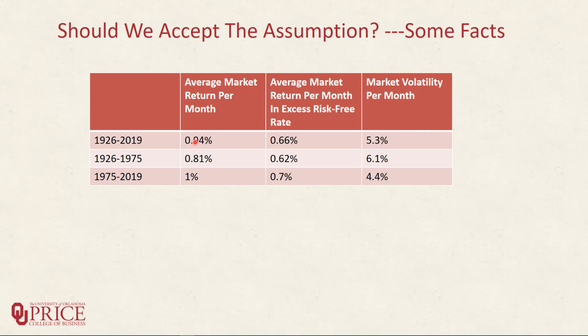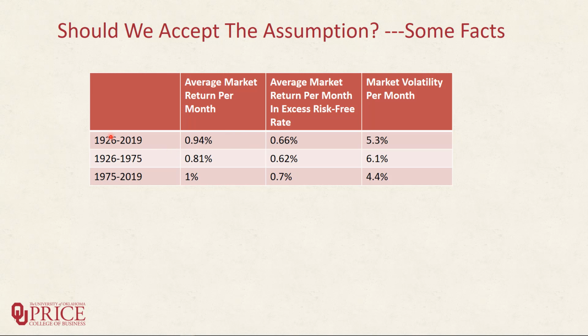So these two are the numbers that I just mentioned to you. Over this 90 plus years, the average market return per month is 0.94%, and the difference between the market return and the T-bill rate is about 0.66% per month. So these are the two numbers I just mentioned to you.